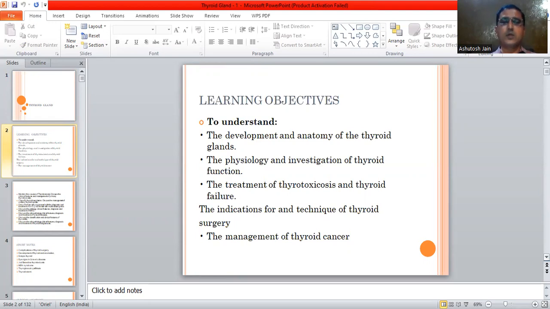First, the development and anatomy of the thyroid gland, the physiology and investigation of thyroid functions, the treatment of thyrotoxicosis and thyroid failure, the indications for and technique of thyroid surgery, the management of thyroid cancer.